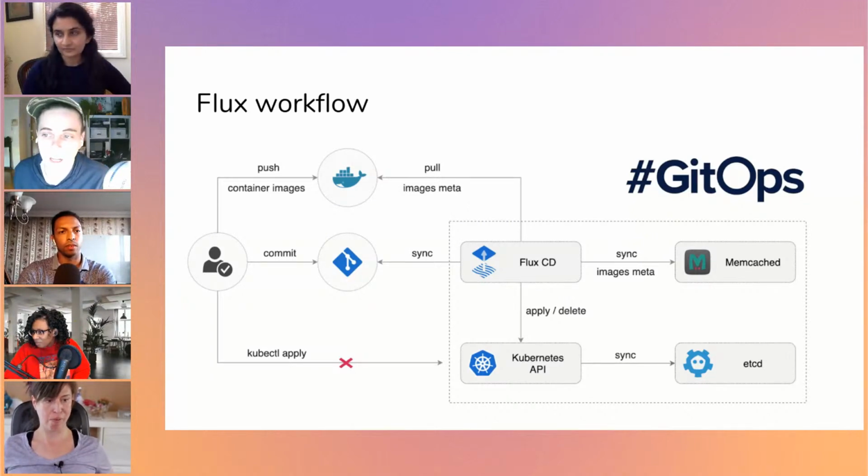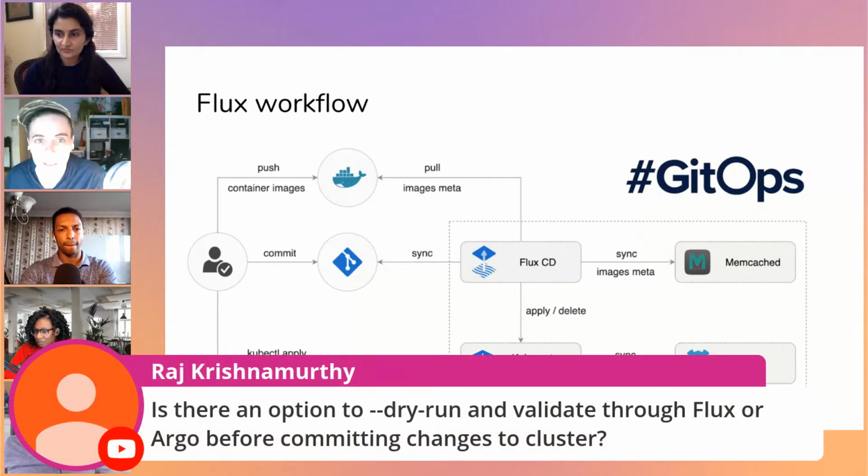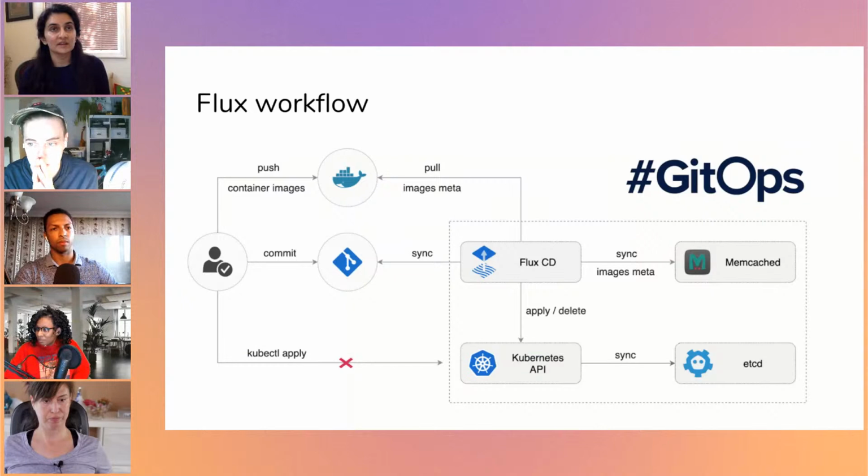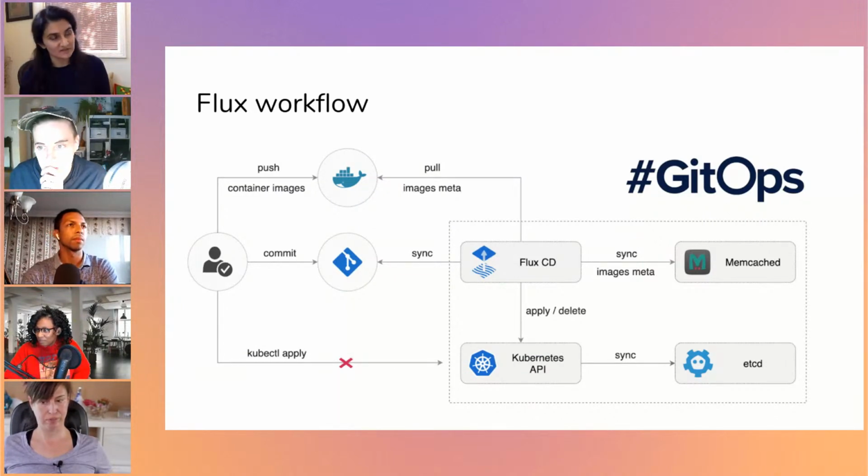There's another question in the chat. This is regarding Flux or Argo: do they support the dry run option to validate things before committing? Yes. Any Flux changes are made to the cluster through the CLI, because it doesn't have a UI. It has a flux CLI command that you can use to do all these kinds of changes, and Argo has something similar as well. I'm not sure you can do a dry run through the UI.